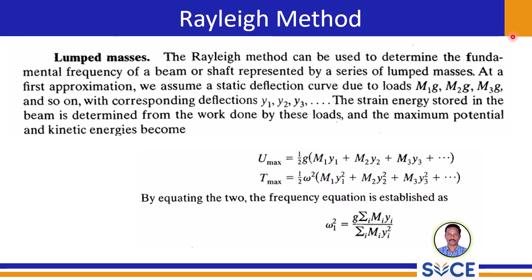As per our general Rayleigh's method equation, we have to equate the maximum potential energy with the maximum kinetic energy. We equate them, take omega square outside, and rearrange the equation. What we get is the fundamental frequency equation, that is omega square equals g times the summation of mass and y terms divided by the summation of mass into yi square terms. Let us apply this to our initial example, a simply supported beam with three masses M1, M2, M3.